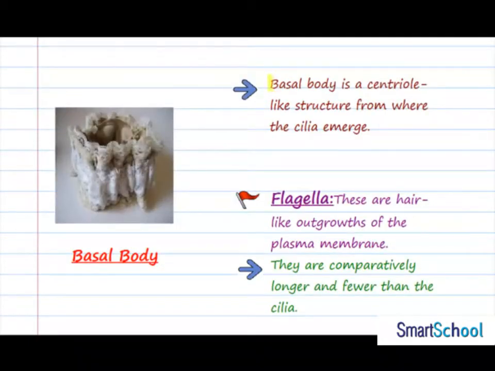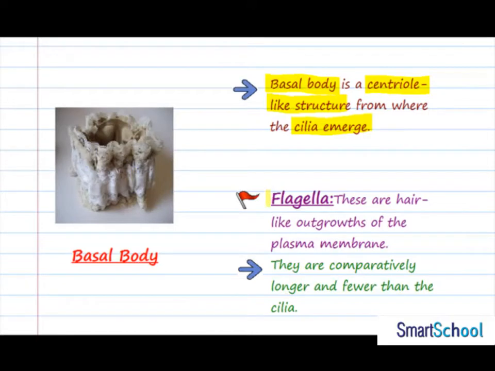There's another structure called the basal body, which is a centriole-like structure from where the cilia emerge. So the cilia emerges from the basal body, which is a centriole-like structure. Here in this image, you can see basal body being shown. So this was all about cilia.